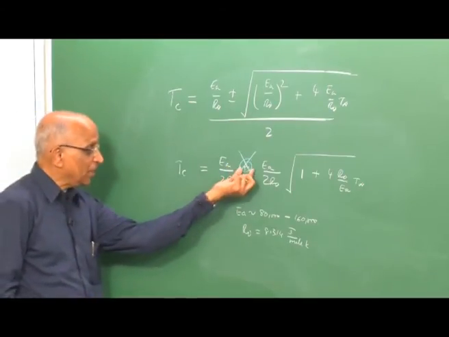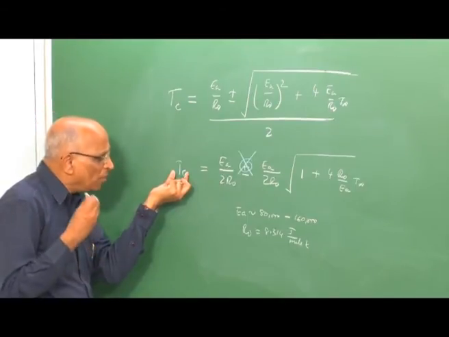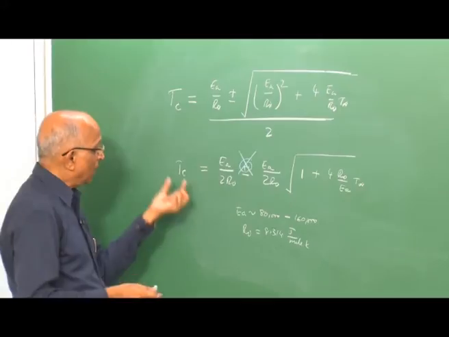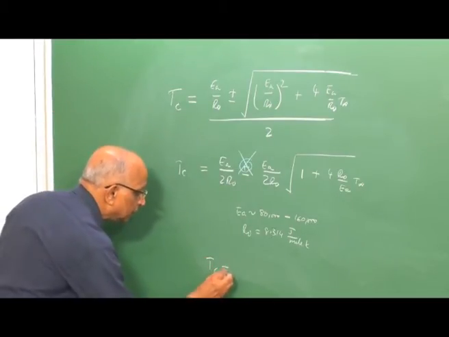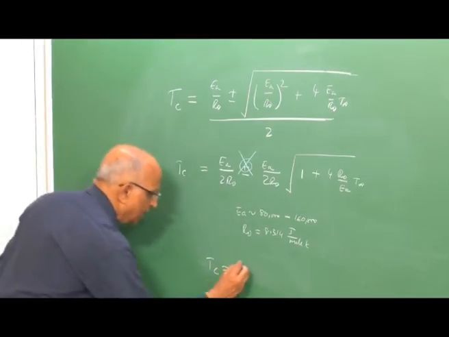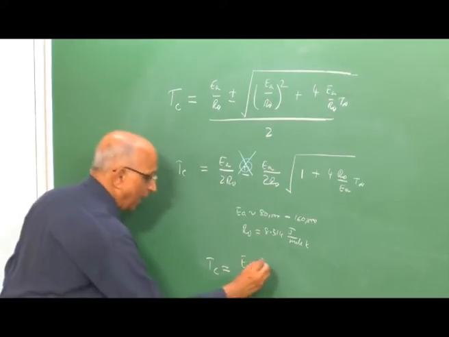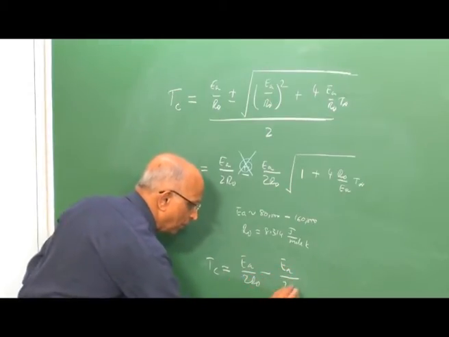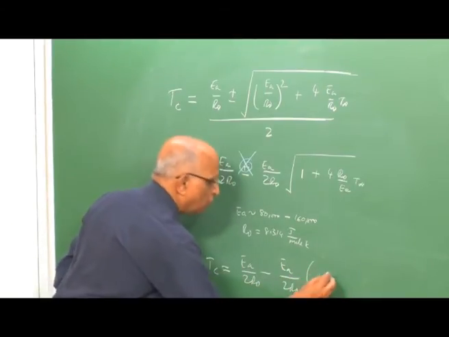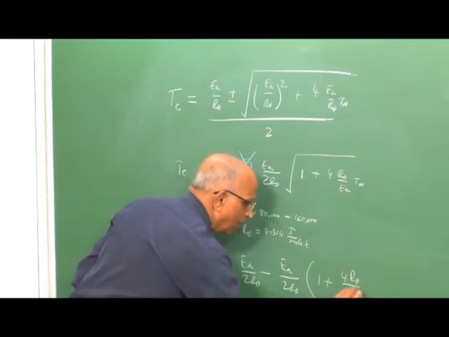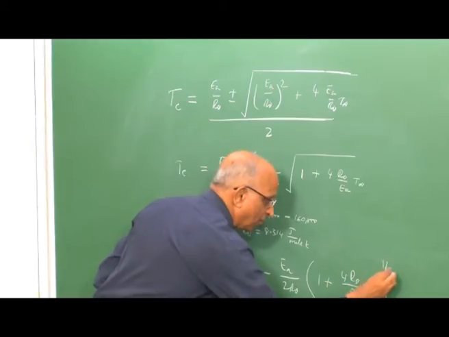Therefore, on these physical grounds, since I cannot have such high temperatures, which are of no meaning to me, the value of Tc I can write as equal to Ea by 2 R naught, minus Ea by 2 R naught into 1 plus 4 R naught by Ea into T ambient, to the power half.